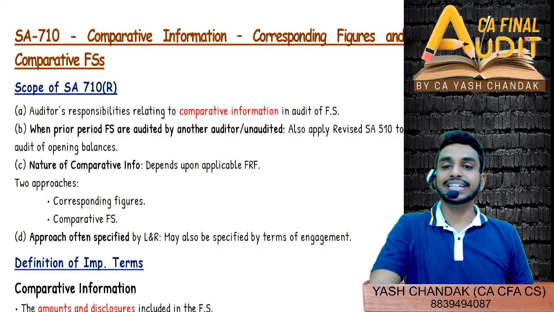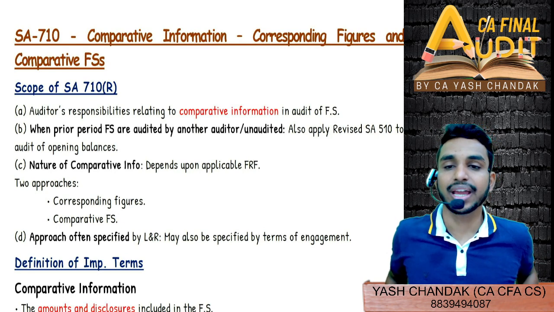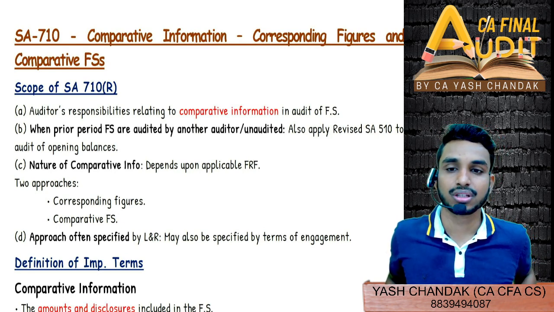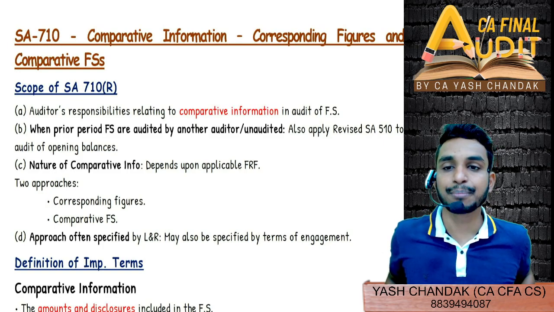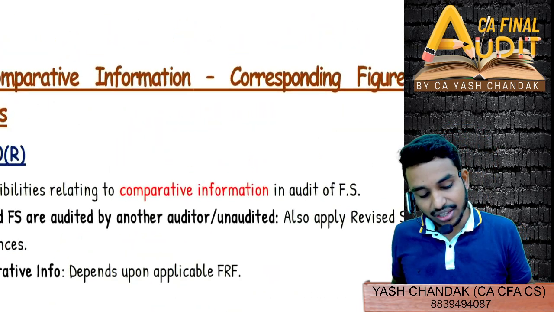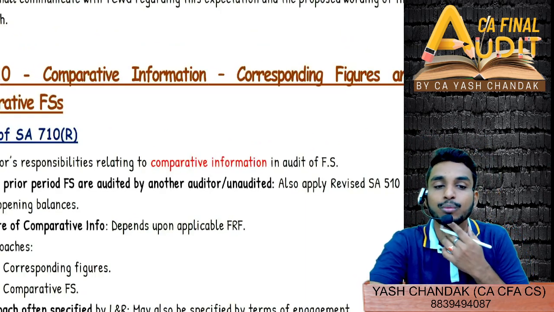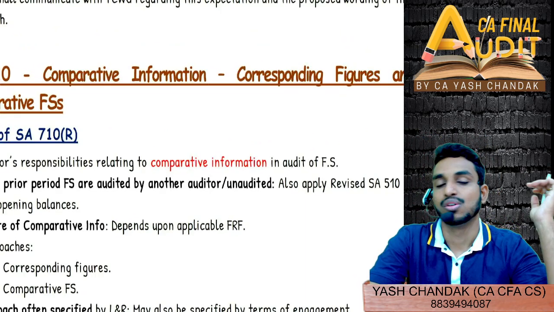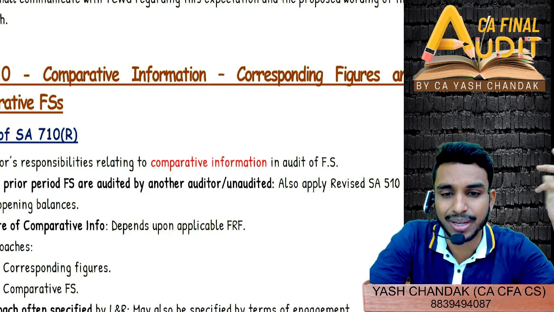SA 710: Comparative information, corresponding figures and comparative financial statements. Comparative information, corresponding figures and comparative financial statements. So let's first try to understand by the name what we mean by comparative information. Information which is comparable, right? Any information which is comparable is comparative information.